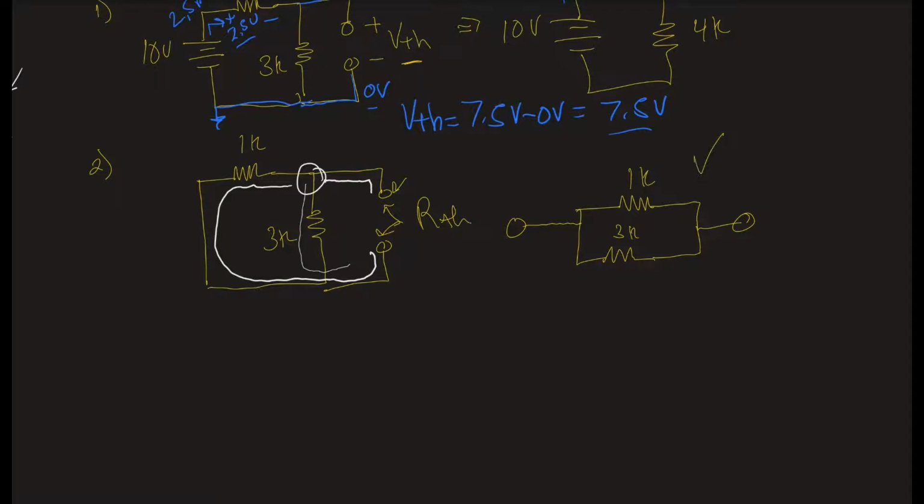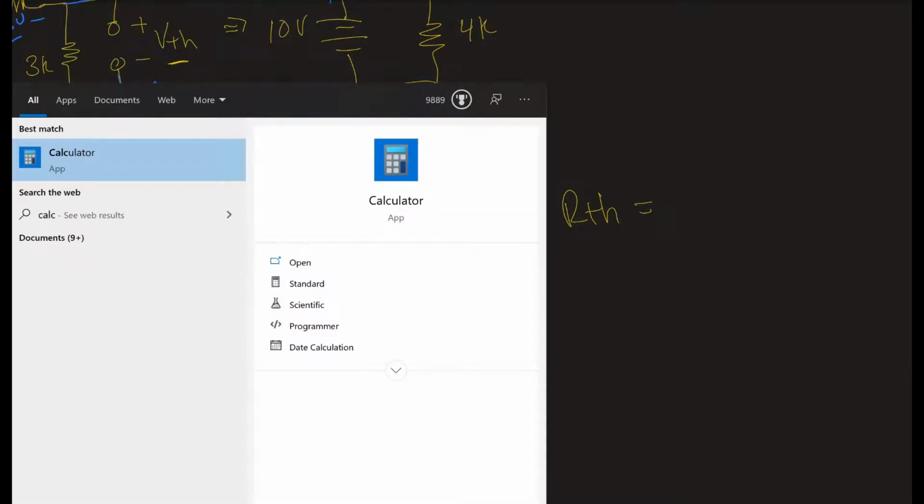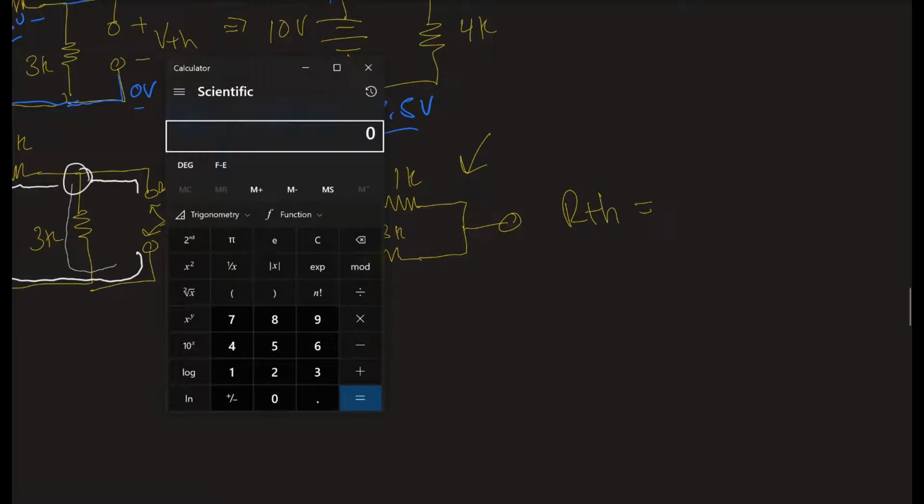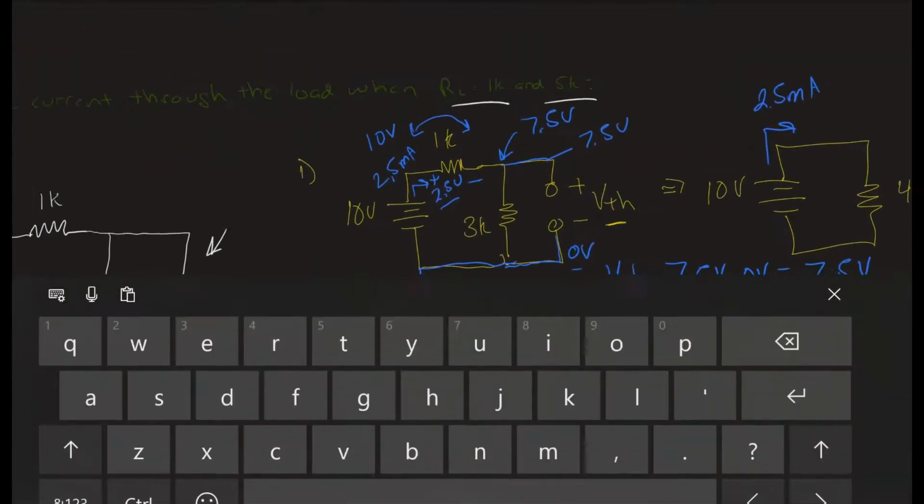And so all I need to do now is solve this to get our Thevenin. Since we have a 1K and 3K in parallel, I can do 1 over 1E3 plus 1 over 3E3 equals 1 over X. So we get our Thevenin resistance value is 750 ohms. That's it. We've solved for the Thevenin.